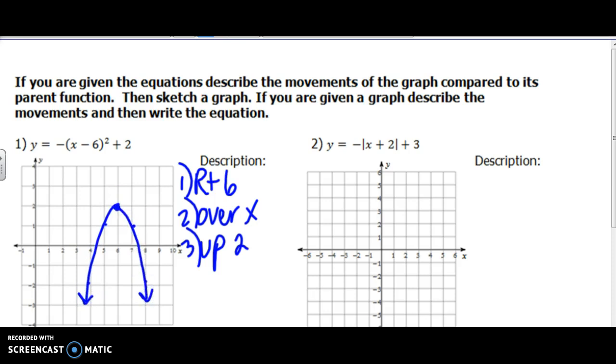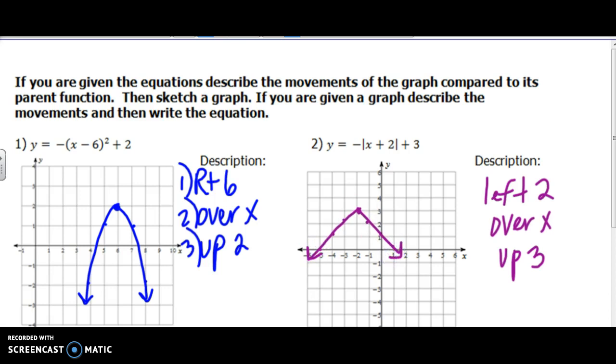So there's that one. This one right here, we see that it goes left 2, then it's going to reflect over x, and then it's going to move up 3. I'm going to go left 2, and then now it's facing down. So from here it would look kind of like this before we move it up 3. Now from there I'm going to go up my 3 spaces, and then I'm going to apply my pattern. Like I said, please make at least 5 solid points and don't just sketch a craptastic graph. So there's that one.